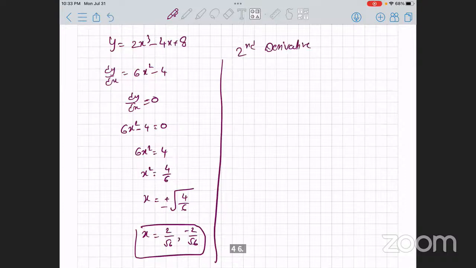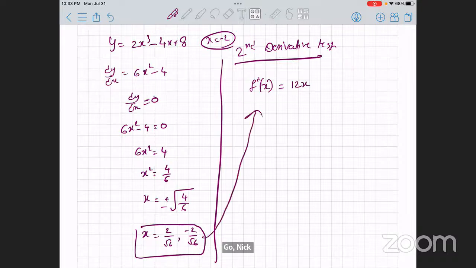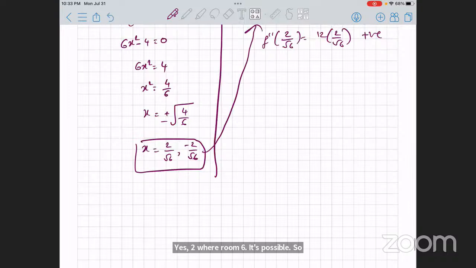Second derivative test. Find f double dash of x at x equal to minus 2 forward. F double dash of x is equal to 12x. Agree? Now substitute these values. F double dash of 2 by root 6 equals 12 into 2 by root 6, which is a positive value. So this is minimum.